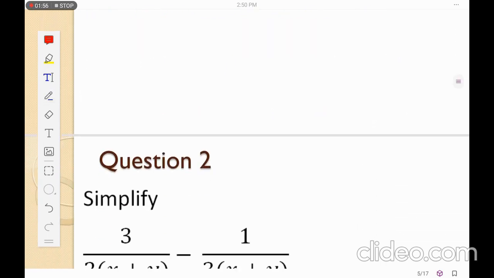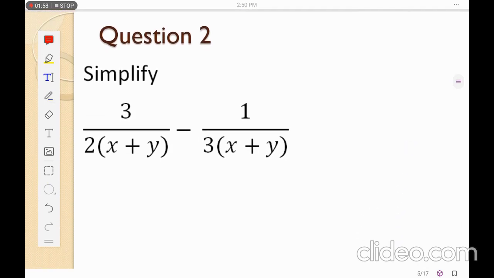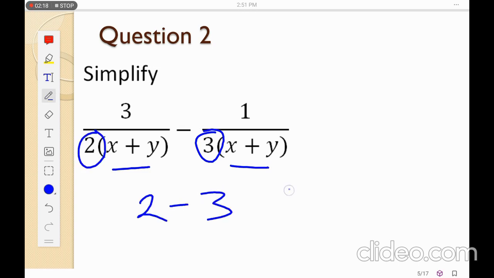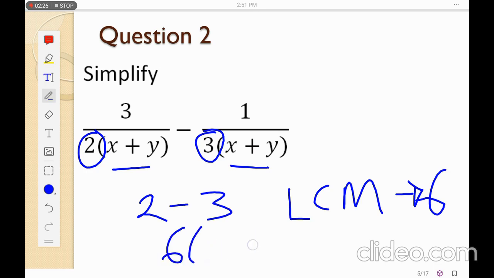Let's have another question. Here I've got another question where I'm adding, and I've got two different denominators, but they've got something similar, they are brackets. So I simply find the lowest common multiple of 2 and 3. The LCM for that is 6. So I'll have my denominator as 6(x plus y).